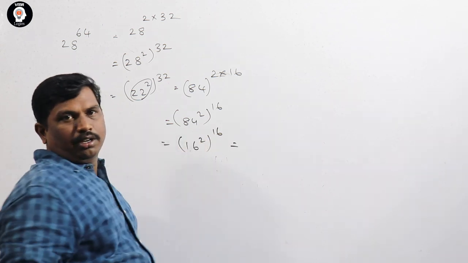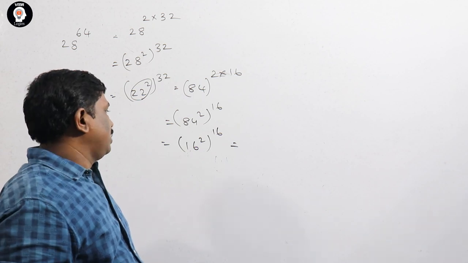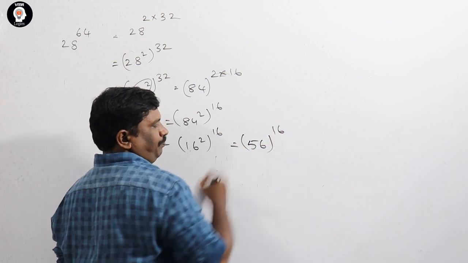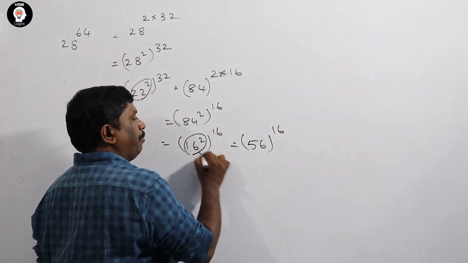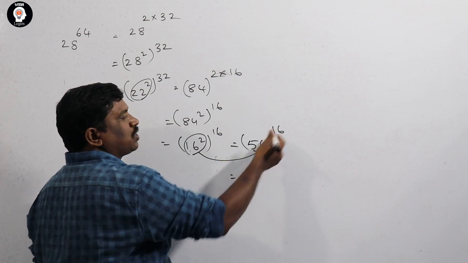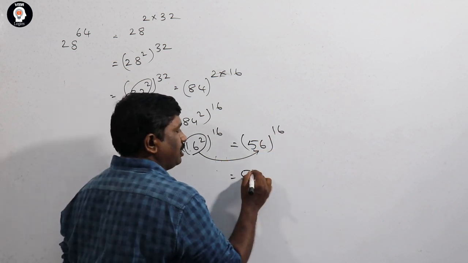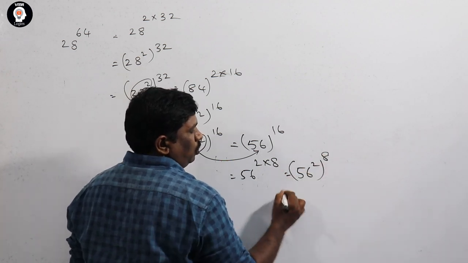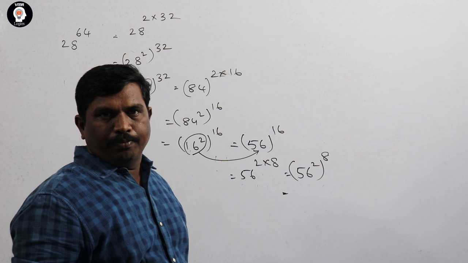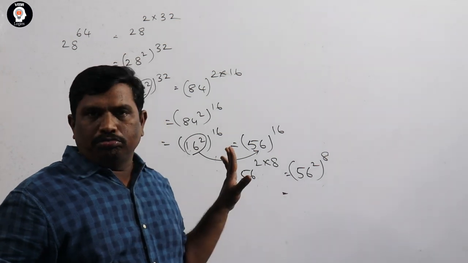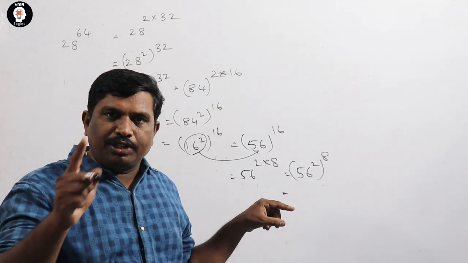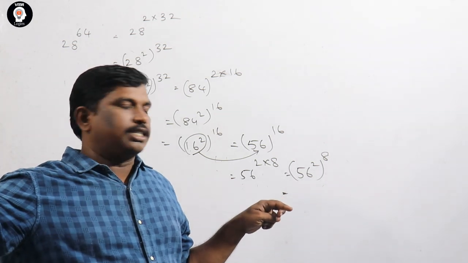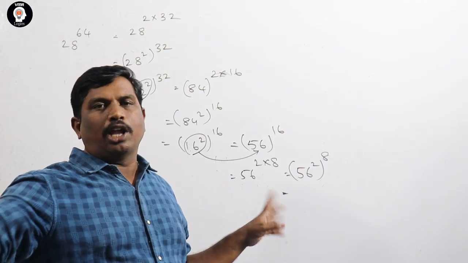16 square, 256. So 256, whole power 16. Next, 56 square power: I'm writing 56 as 56 square power 2 into 8, so this is 56 square whole power 8. Now how do you write 56 square directly? If you don't know, write 50 plus 6, 56 square, 6 square, 50 minus 6, 44 square, and all these have the same last 2 digits.